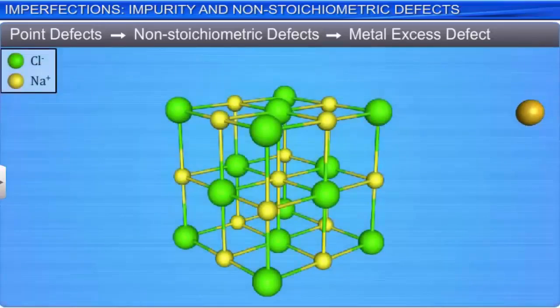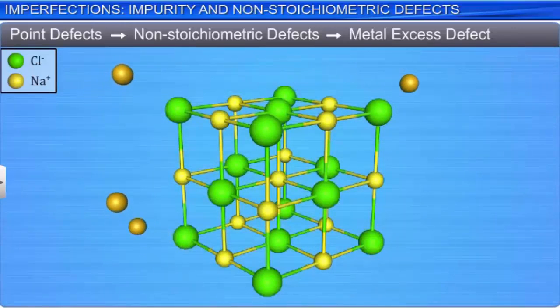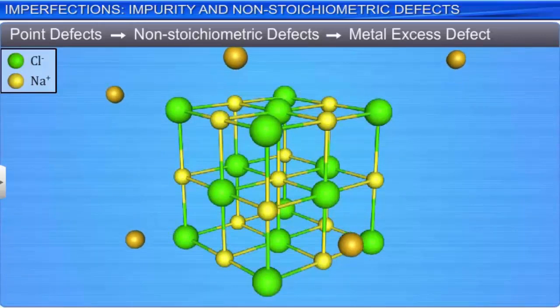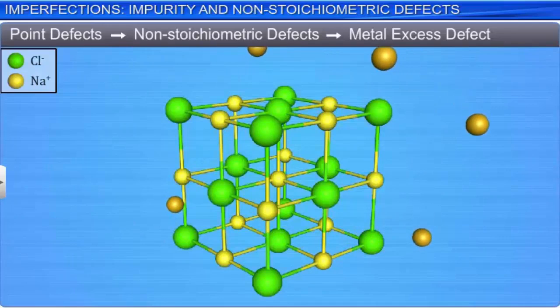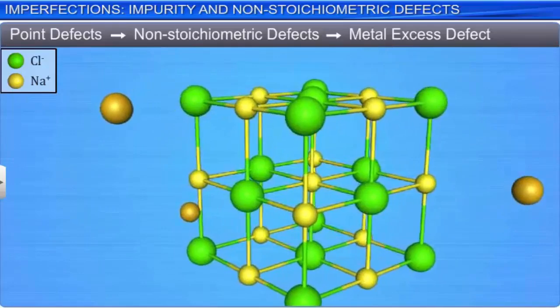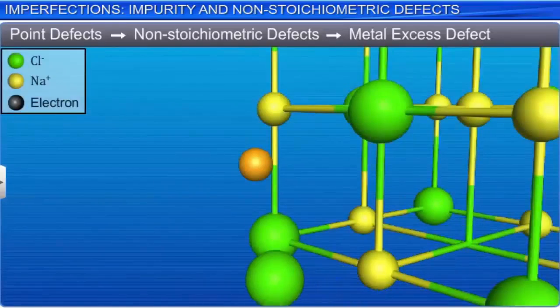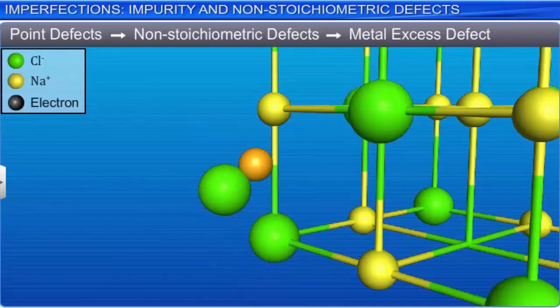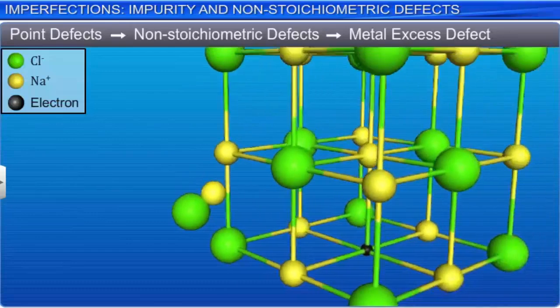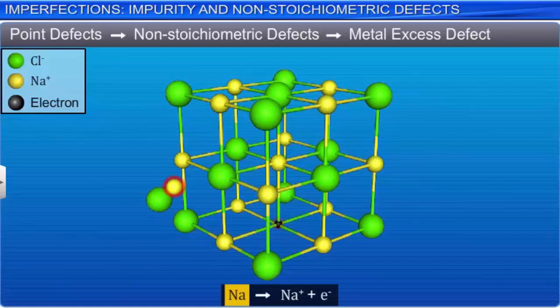When crystals of sodium chloride are heated in an atmosphere of sodium vapor, the sodium atoms are deposited on the surface of the sodium chloride crystal. The Cl- ions present in the sodium chloride crystals diffuse to the surface of the crystal and combine with the sodium atoms present there to give sodium chloride. This happens because sodium atoms lose electrons to form sodium ions.